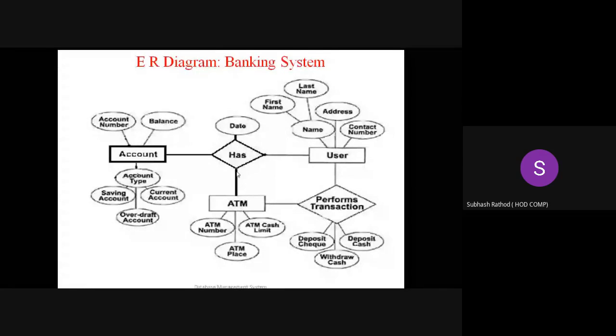So suppose I ask you to draw the relation or table of account, right? Relation means table. Then for the account table you have to consider these attributes. For the user table you have to consider these attributes. For the ATM table, for the performance transaction table, you have to consider these attributes.